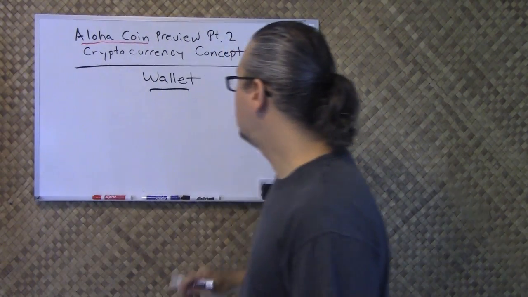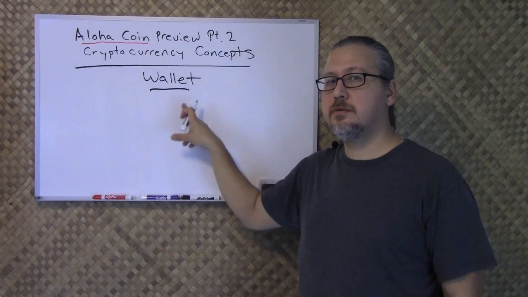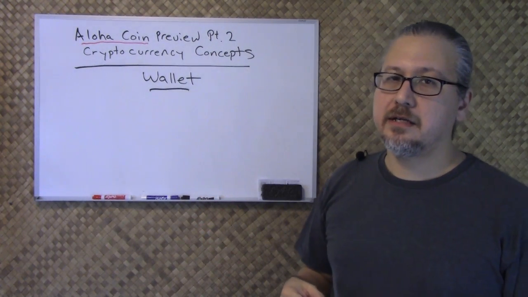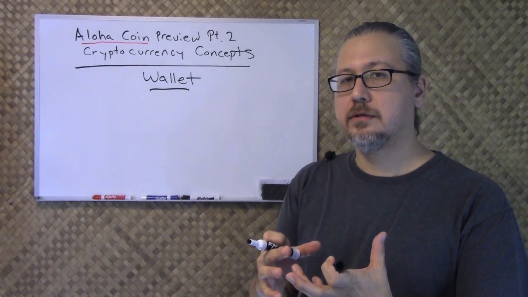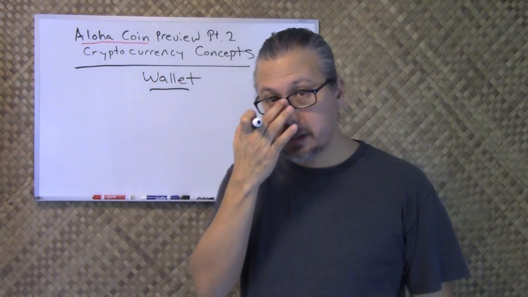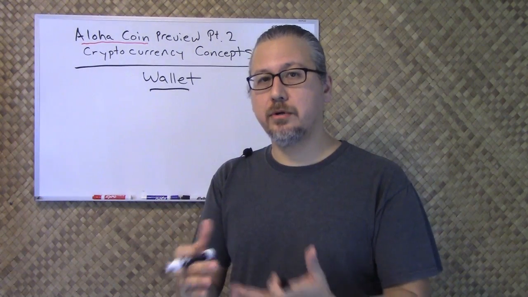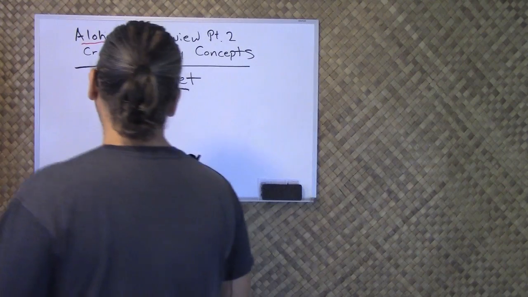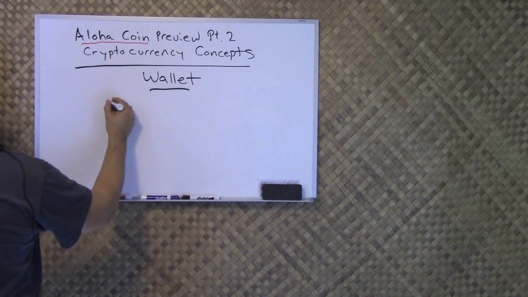Okay. So a wallet, in terms of cryptocurrency, holds your public and private keys. You actually can have multiple public-private keys, like a whole list of them.